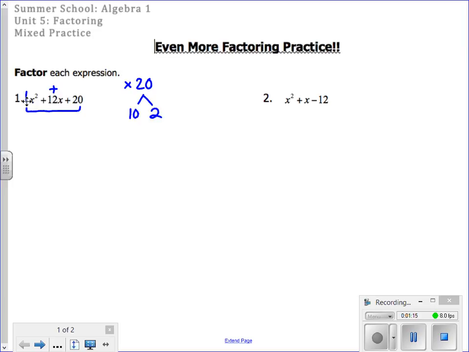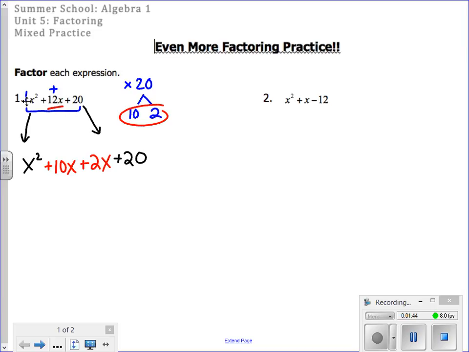10 times 2 is 20. 10 plus 2 is 12. Once I find those values, I'm going to split the middle. When I split the middle, the first term and the last term come down just as they are, as x squared and plus 20. I then end up splitting this 12x with 10 and 2. So I split that up as plus 10x plus 2x.